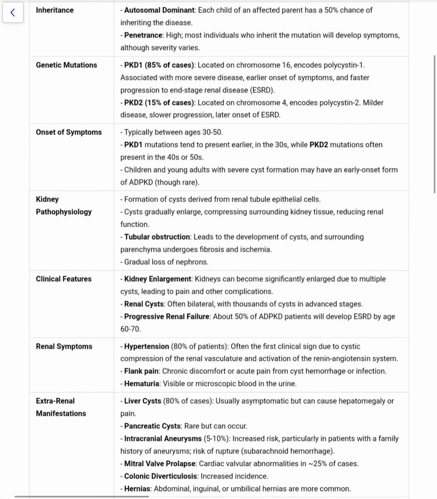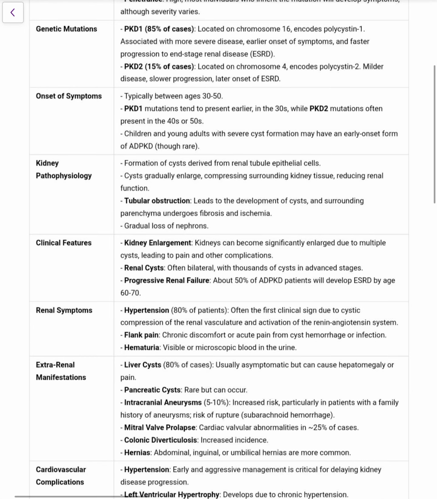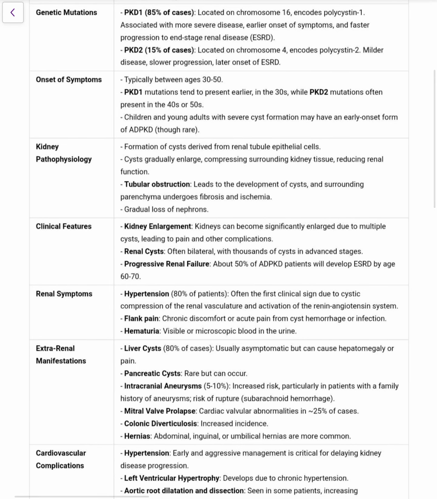Now, inheritance, if we see, it follows autosomal dominant as the name suggests. So that means there is a 50% chance of getting the mutation from the parents. There are two types of mutations here: PKD1 and PKD2. PKD1 is most common, 85%. It is because of the polycystin 1 gene, which is present on chromosome number 16.